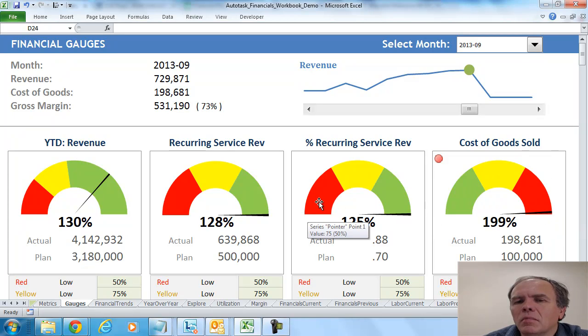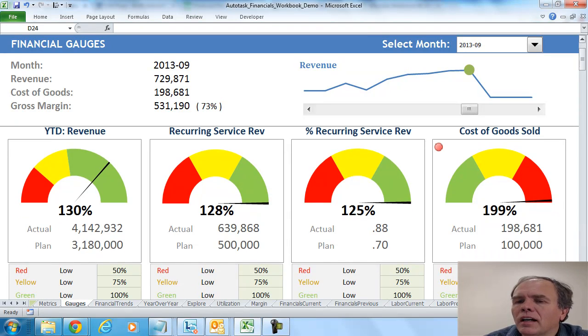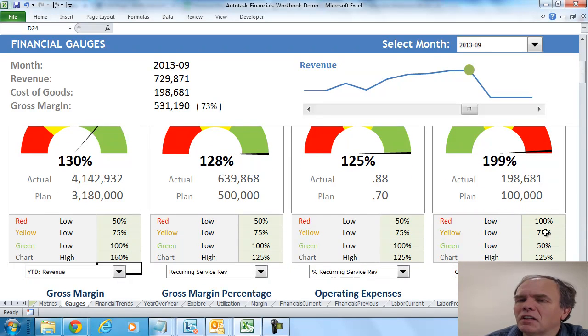So in this case, rather than being red, yellow, and green, it's actually green, yellow, and red. If I'm above my plan, I'm moving into yellow and I'm moving into red. So it's a little bit different in terms of the setup here. You'll see that the high point in my chart is 125%. Again, if I were to make this 220%, you'll see how that changes the proportion of the chart, and I can see where I'm in the red relative to 220%. I'll set this back to 125%.